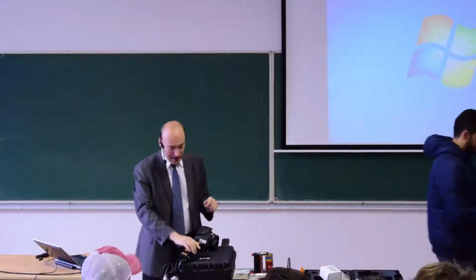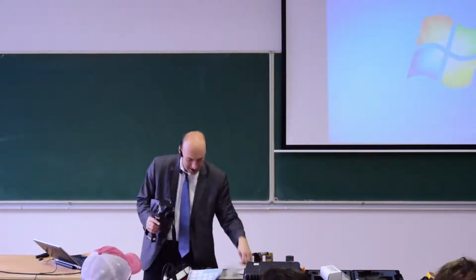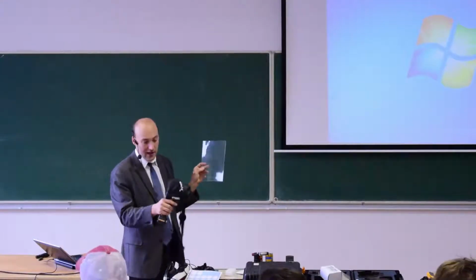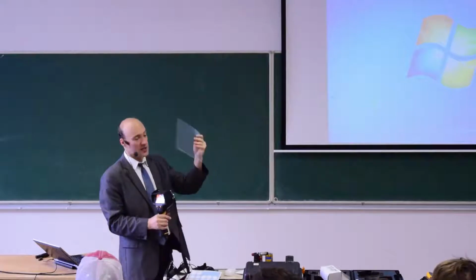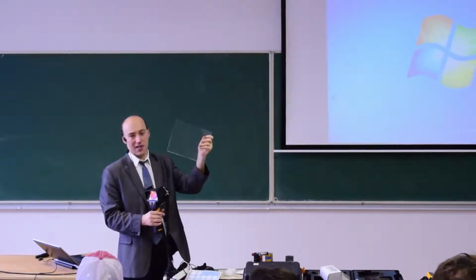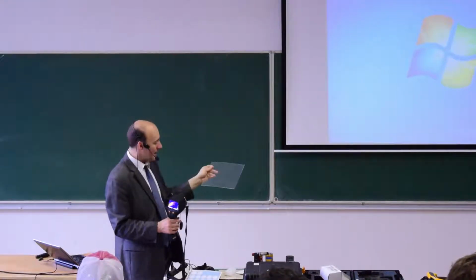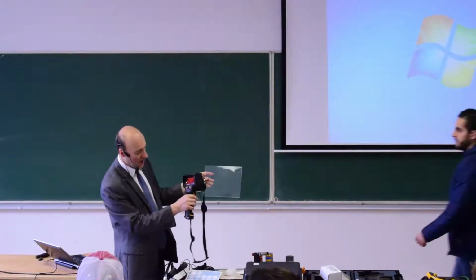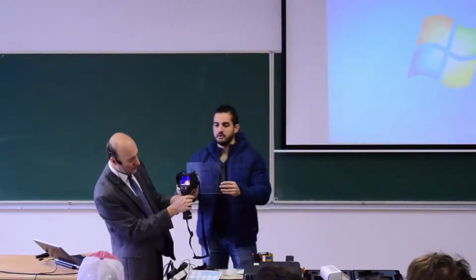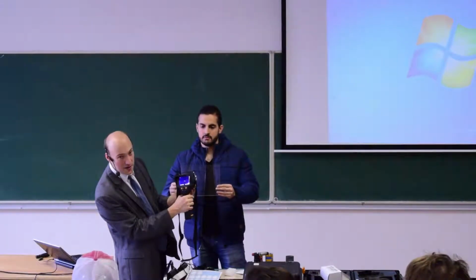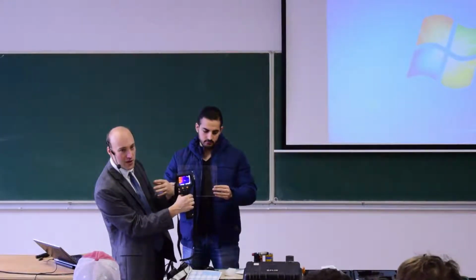Also, I can show you different materials that behave differently in the infrared spectrum and in the visible spectrum. So, for example, this is a plastic sheet. I think it's like plexiglass. And here, for us, it's transparent, but for the infrared camera, it's not transparent. We cannot see through it because it's blocking the infrared spectrum.